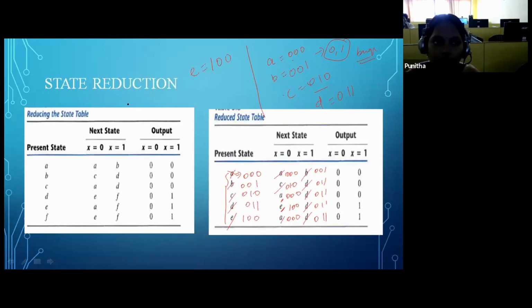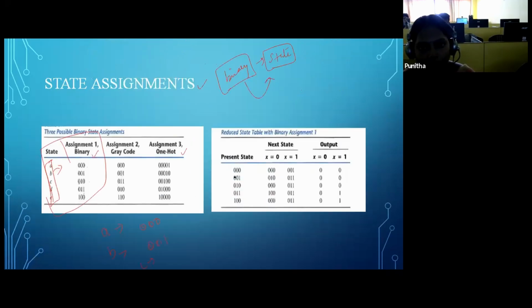We have three types of assignment: binary assignment, gray code assignment, and one hot assignment. I have made the first one, so I got all the state representation as binary representation. If you want to assign gray code representation, go ahead. I have assigned the binary terms for all the states, so that it looks like this.